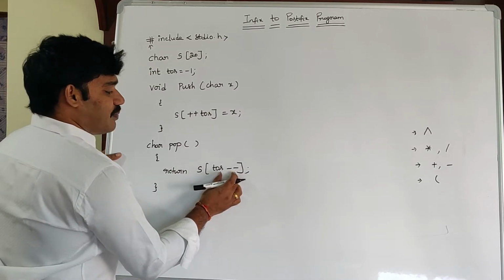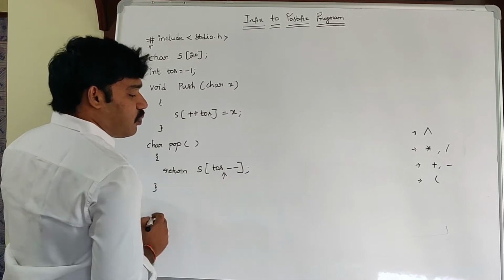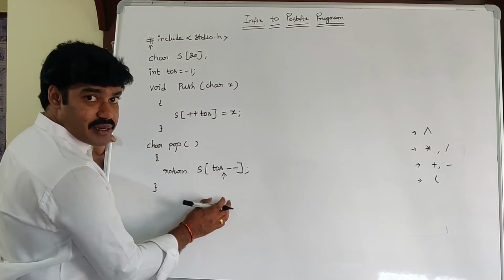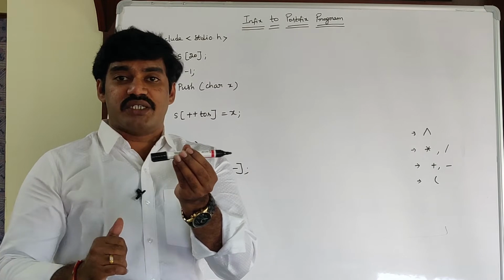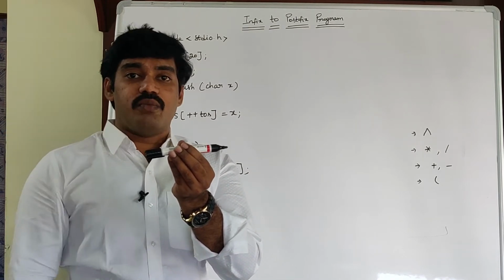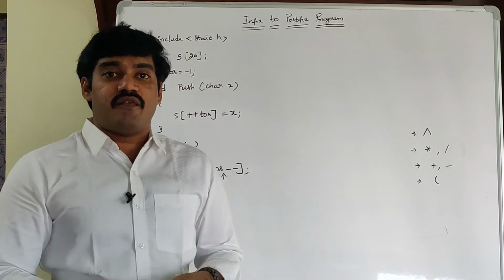S of tos--. What is it? Post decrement. First it uses the value and then decrements the value. Coming to the pop function, the first step is move the topmost element to the temporary variable and then decrement the top of the stack.